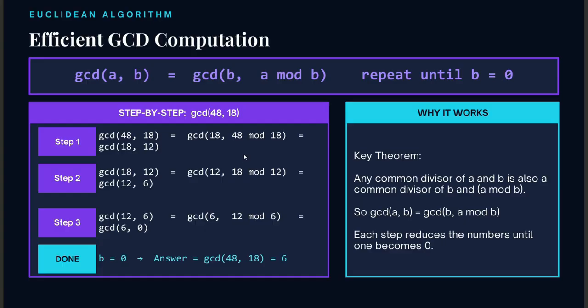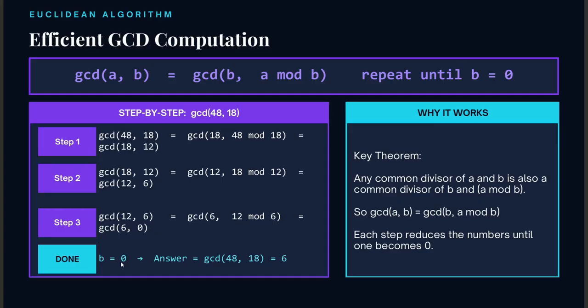Let us understand the flow using GCD of 48 comma 18. First one, 48 mod 18 equal to 12. So GCD of 48 comma 18 equal to GCD of 18 comma 12. Next, 18 mod 12 equal to 6. So the GCD of 18 comma 12 equal to GCD of 12 comma 6. Then 12 mod 6 equal to 0. So the GCD of 12 comma 6 equal to GCD of 6 comma 0.